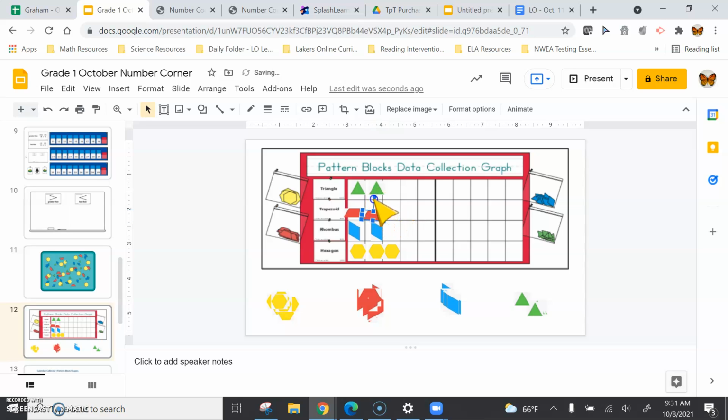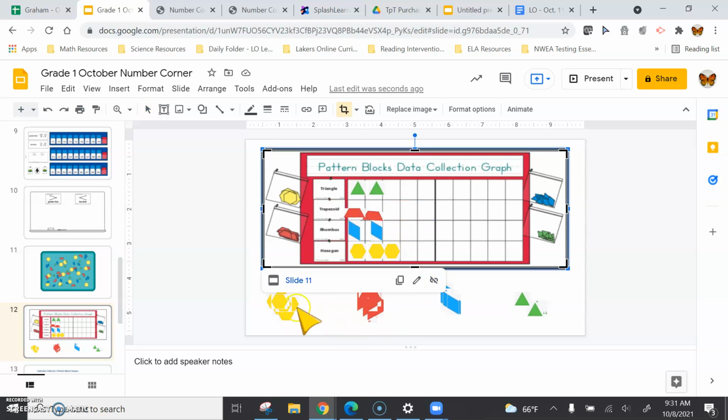So if we look at our information, we have quite a bit going on here. We have 2 triangles, 2 trapezoids, 2 rhombuses, and we have 3 hexagons. Amazing.